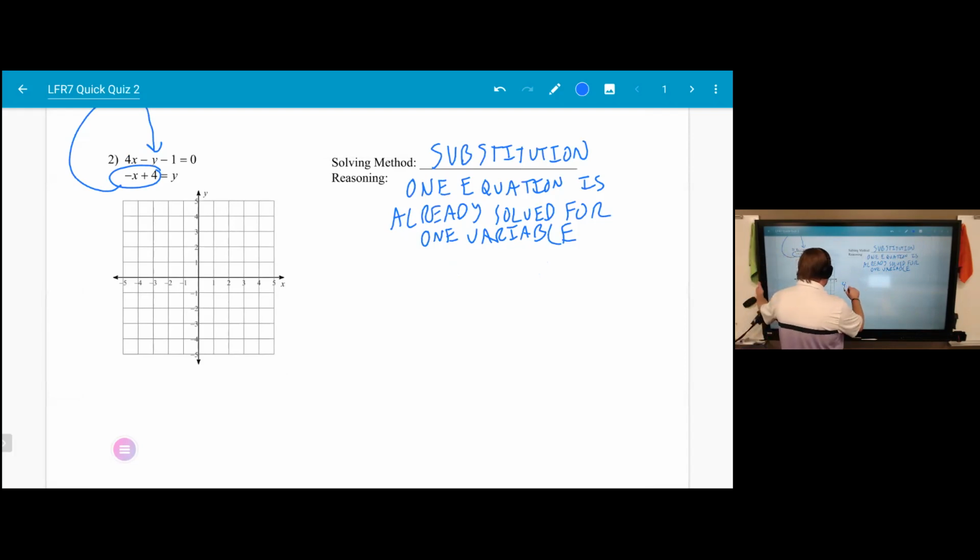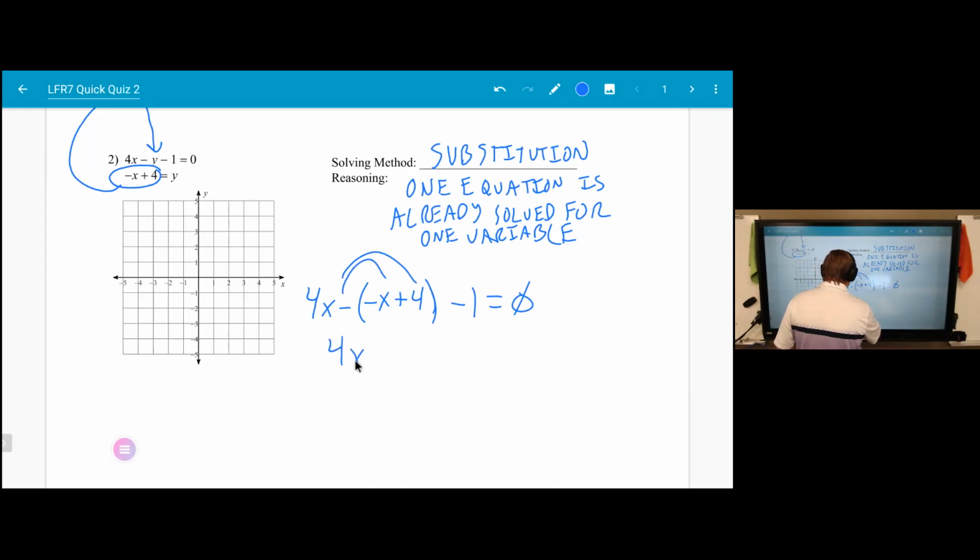So I've got 4x minus, and put parentheses around the stuff that you're substituting in, -x plus 4, because you want to distribute whatever's on the outside of that parentheses to all the terms on the inside. Because this would change if this was just plus x minus or plus 4, that wouldn't come out the same. We have to distribute this -1 to both of these terms. So 4x plus x minus 4 minus 1 equals 0.